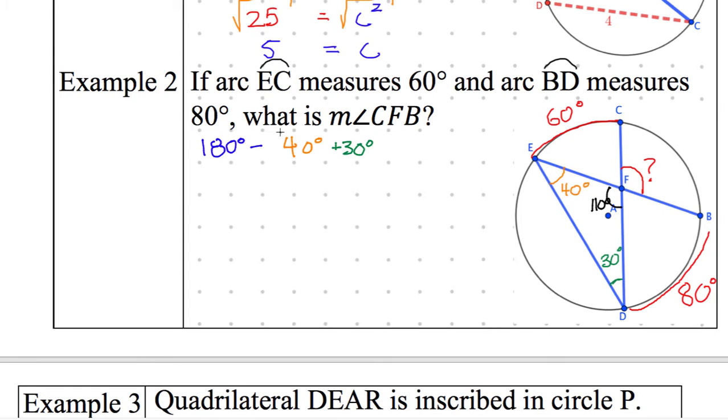40 plus 30 is 70. 180 minus 70 is indeed 110. And then Colby, therefore, this measure that we're trying to find is 110 degrees. All right, Colby, you got a marble. Thank you. And you got some XP.